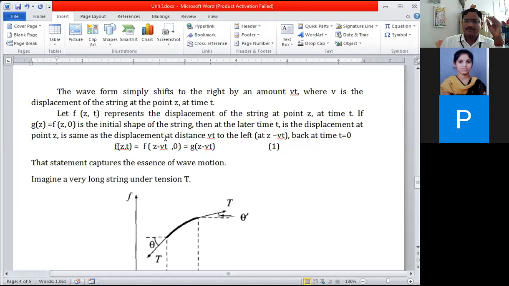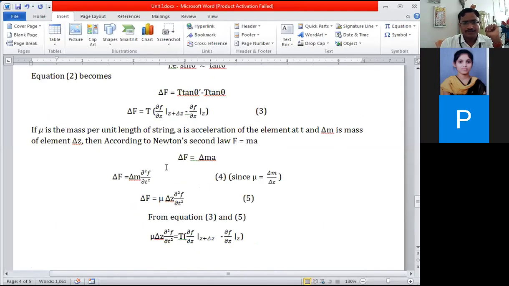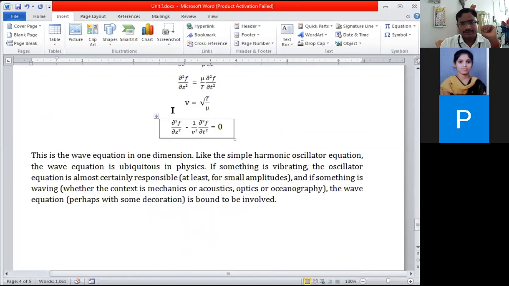Then we have considered how the wave propagates. Then we have considered a string, applied the tension, simplified, and we have the wave equation. This is the wave equation dou 2 f by dou z square minus 1 by v square into dou 2 f by dou t square is equal to 0. And this is the wave equation in one dimension.